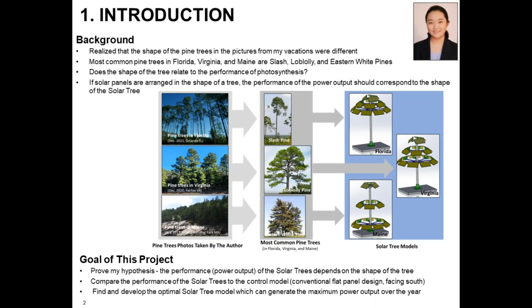I found that the slash pine is the most common pine tree in Florida, loblolly pine in Virginia, and eastern white pine in Maine. I did some research and found that the shape of the pine trees is optimized to get sunlight all throughout the year. This is when I got the idea.